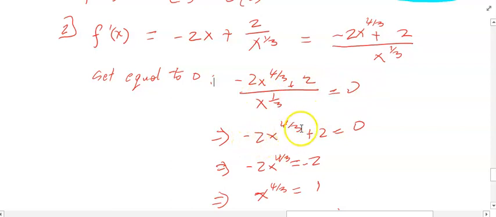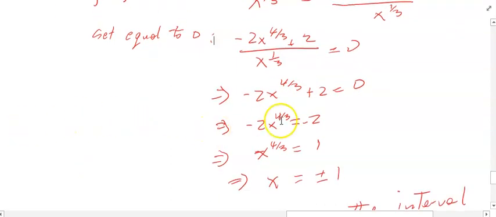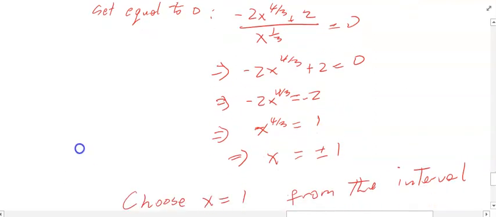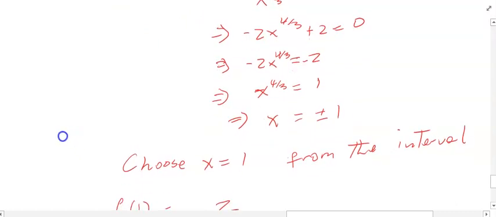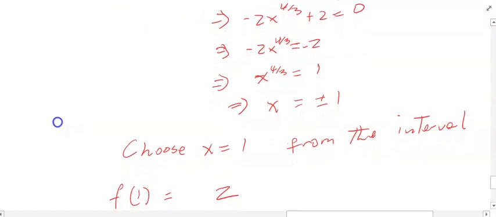So -2x to the 4/3 plus 2 equals 0. Continue to solve for x. Negative 2 x to the 4/3 equals negative 2. So x to the 4/3 equals 1. So x will be equal to plus or minus 1. So we have two critical points. x equals plus or minus 1. However, we will only choose x equals 1. Why? Because x equals 1 lies within our interval. We choose x equals 1 because that is the only x value that lies in our interval.